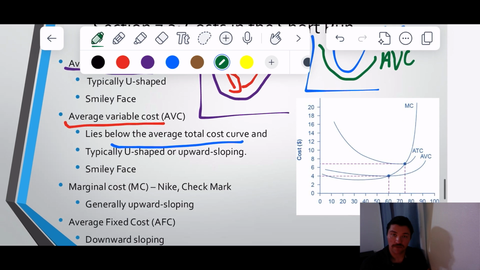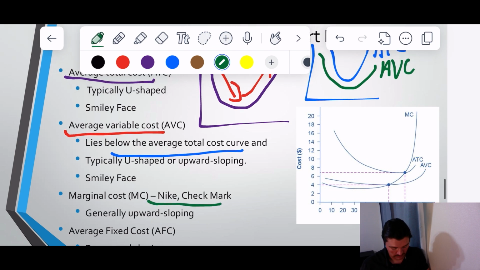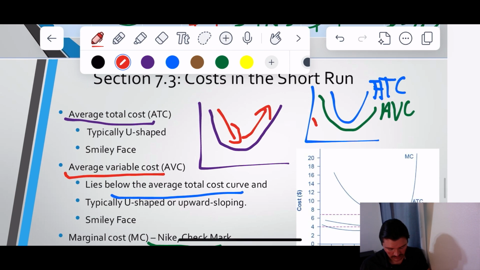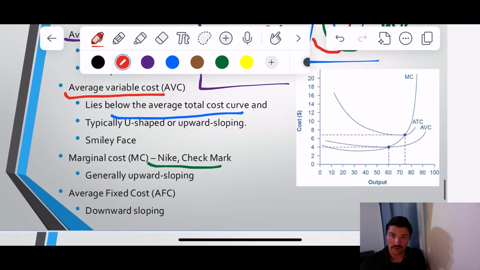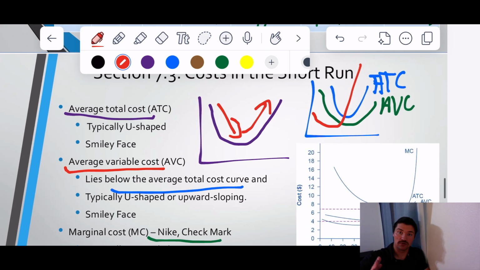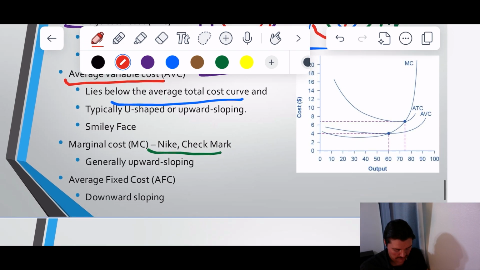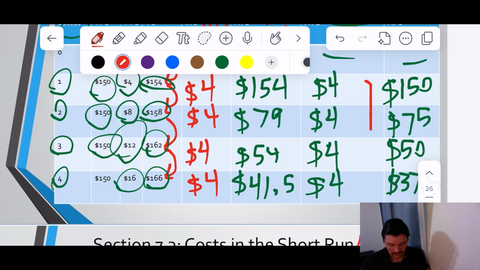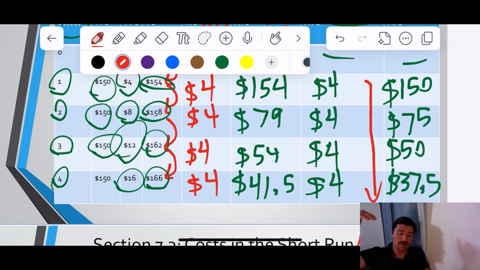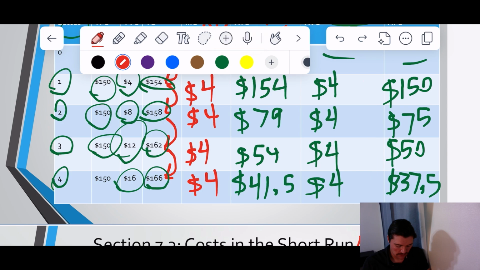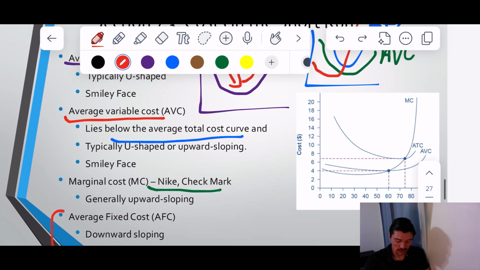The marginal cost will follow the same idea where more productive, lower cost, less productive, higher cost. It's going to be more like a Nike check mark though. All right, so if we were to draw that, it would go down and go back up. All right, so generally sloping upward. It's going to be a little bit steeper in terms of the slope than the average total and average variable. And then finally we have the average fixed. That one's going to be downward sloping. Look here, 150, 75, 50, 37.5. You can see how these are decreasing. So the average fixed cost is just going to be a decreasing line the whole time.